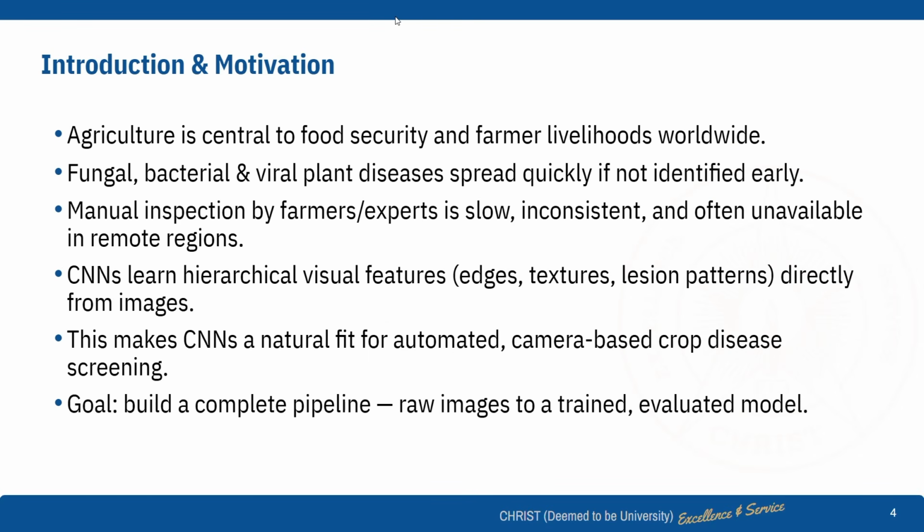Plant diseases can spread rapidly and can lead to significant crop and economic losses. Traditional disease identification generally depends on visual inspection and agricultural expertise. This can become difficult when expert assistance is unavailable or when rapid diagnosis is required. CNNs are particularly useful for image based problems because they can automatically learn visual features such as edges, textures, spots, and leaf patterns. Therefore, our project explores whether a compact CNN can provide an effective automated approach for plant disease classification.